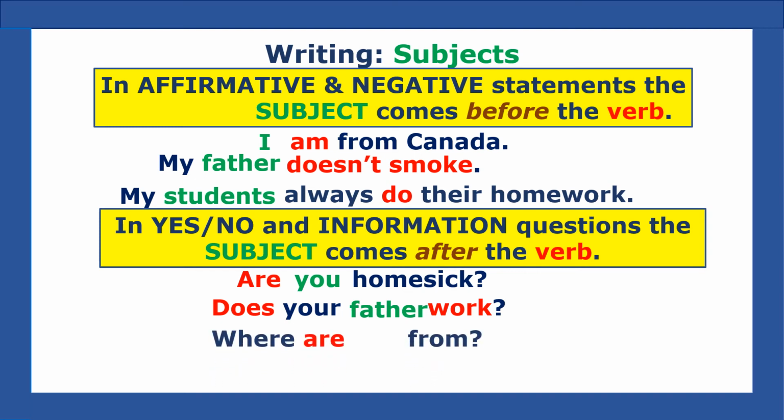"Where are from?" What kind of question is this? An information question. So do we have the subject first? No. What do we have first? The verb, and the verb is are. Where are you from? Number 2 is subject. Number 1 is verb.